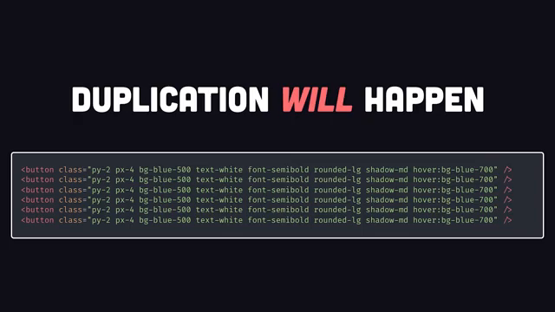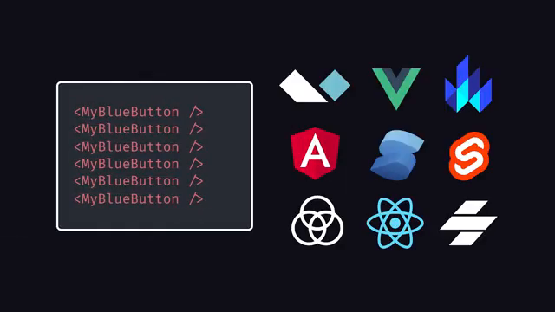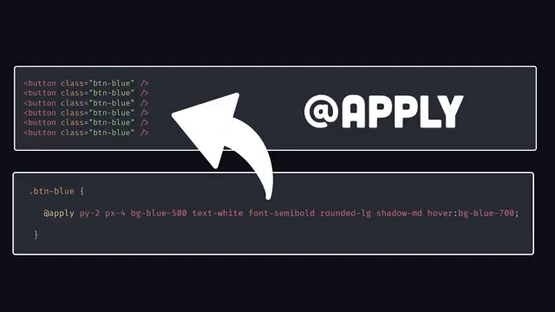As your UI grows in complexity, code duplication is inevitable, but you can avoid it by creating reusable components with your favorite JavaScript framework, or by using the apply directive in CSS to take Tailwind classes and compose them into a single concise class name.